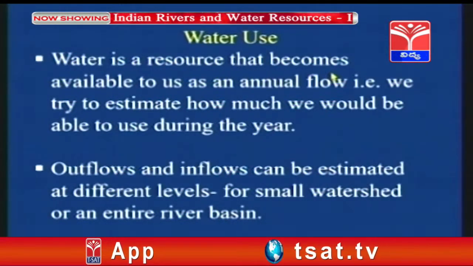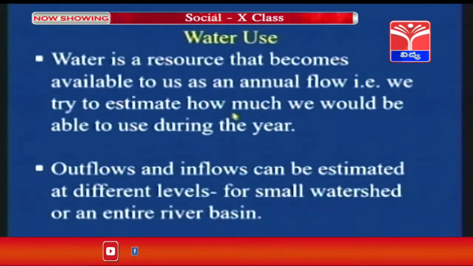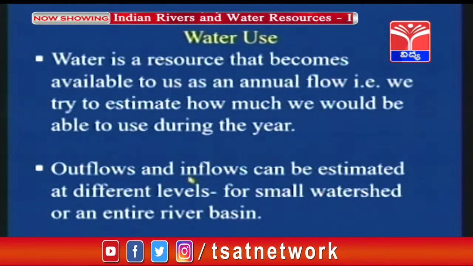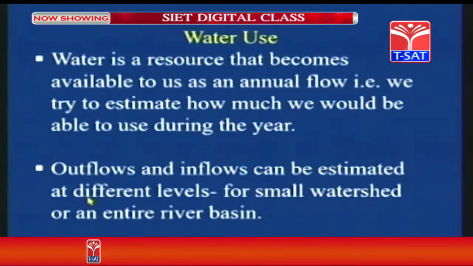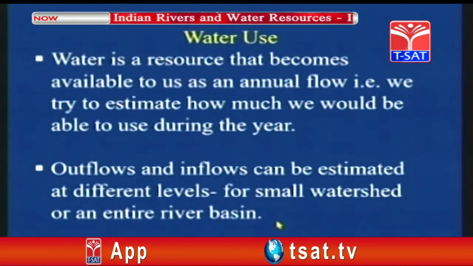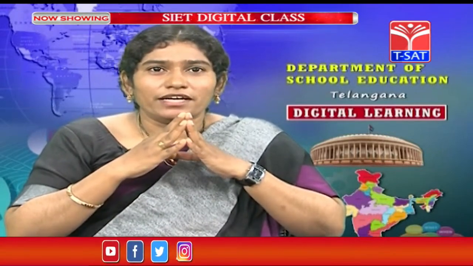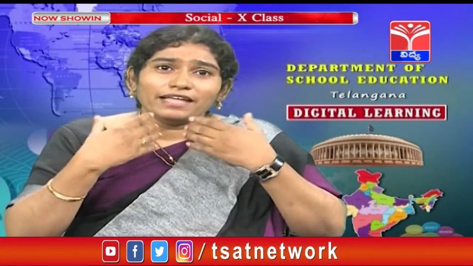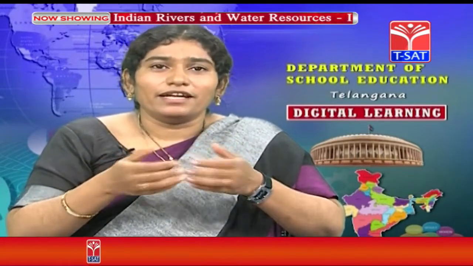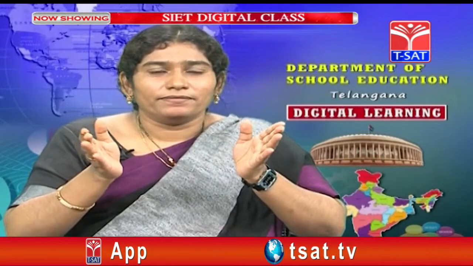Water is a source that becomes available to us as annual flow. That is, we try to estimate how much we would be able to use it during the year. Outflows and inflows can be estimated at different levels, for a small watershed or for the entire river basin. Children, you must have heard the word budget. What is budget? That is the estimation of incomes and the expenditure. The money that comes into our home or into our pocket, and what we are spending of that money. That is budget. Estimation of all that is called a budget.